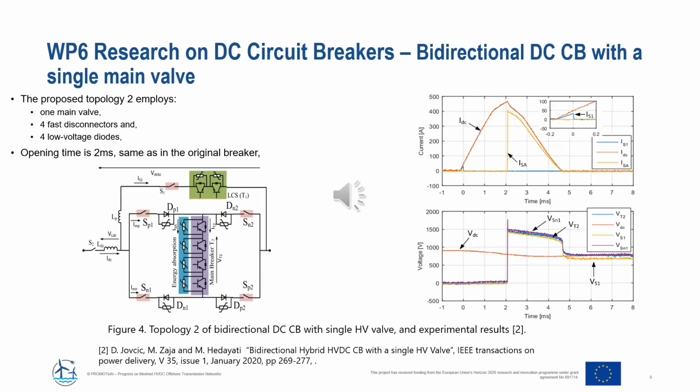This slide shows the second proposed topology with bidirectional DC circuit breaker using a single high voltage valve. Here we have additionally 4 ultrafast disconnectors and 4 low voltage diodes. In this case, the opening time is 2 milliseconds, which is exactly the same as the original hybrid DC circuit breaker. On the right-hand side, we can see the verification of this concept on a 500 ampere 1.3 kilovolt prototype at Aberdeen laboratory.